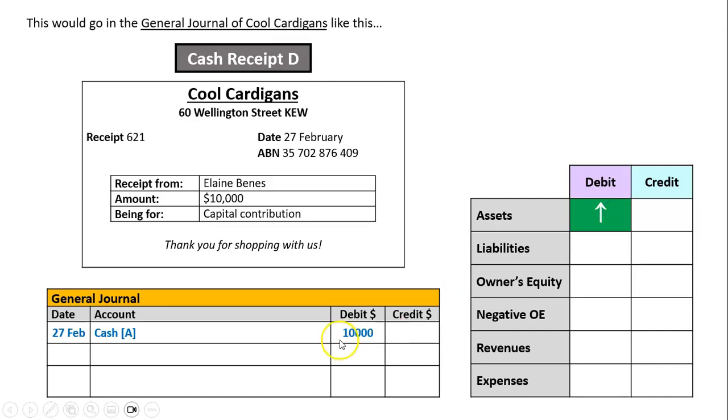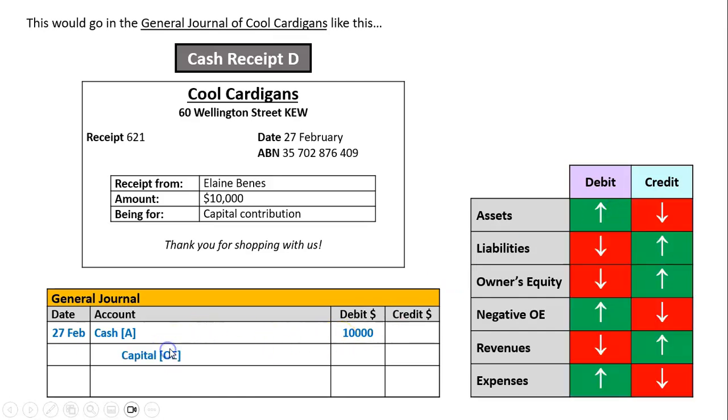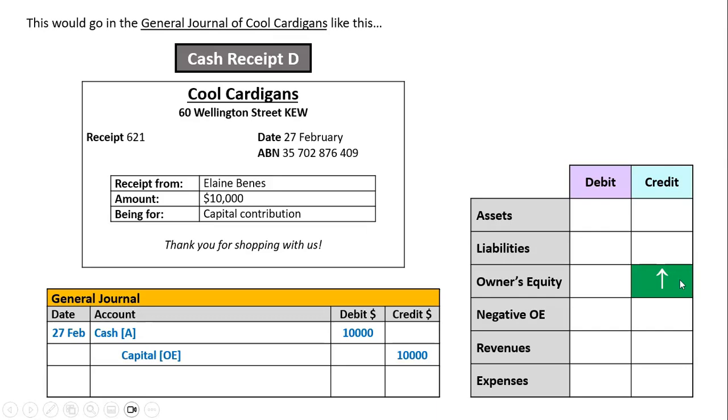So the rule says to make a debit. What is the matching credit? It is capital. The owner's capital goes up. So when owner's equity goes up, that would be a credit. And that's all that's happened here. So we just need to always finish with a narration. So we'll say capital contribution made by owner, and we've got receipt 621.